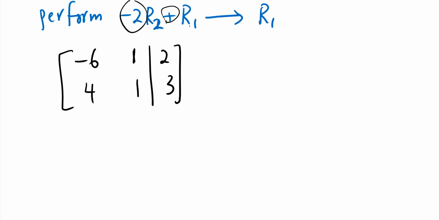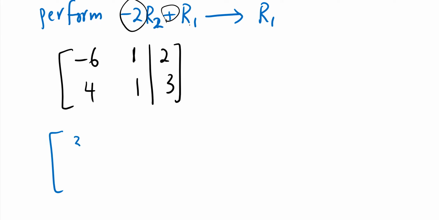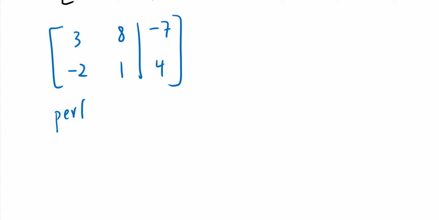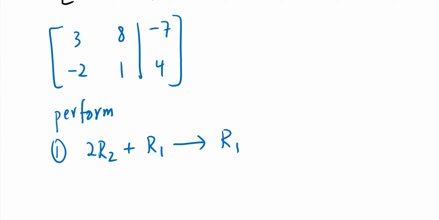Let's look at another example. 3, negative 2, 8, 1, negative 7, 4. We are asked to perform part 1: 2 row 2 plus row 1, and the result will be in row 1. So multiply row 2, this is row 2, multiply each one of them by 2.